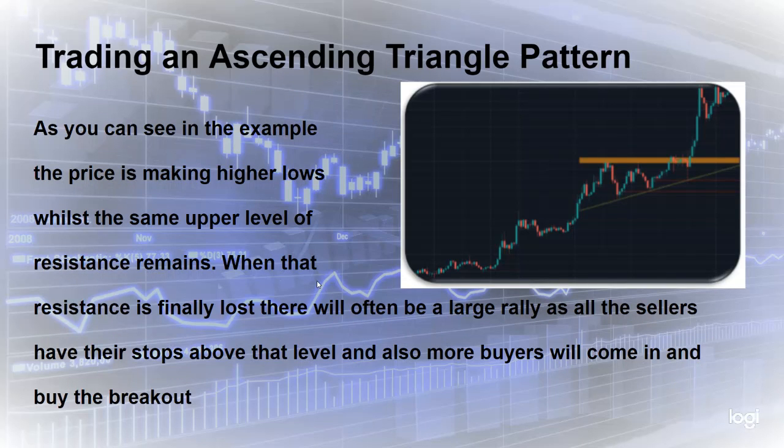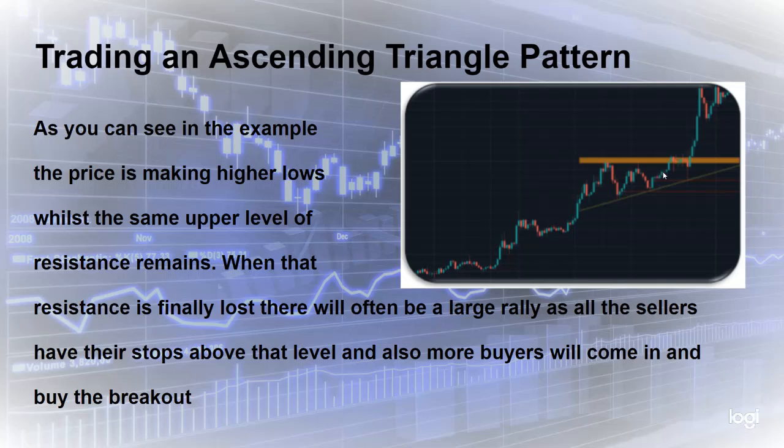So here is an example of an ascending triangle. As you can see, this example is a bit more clear than the descending one. We've got this upper level of resistance. Price comes up, it meets it, it gets rejected. It comes back and meets it again, it gets rejected by not as much.